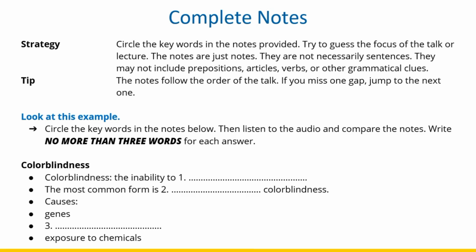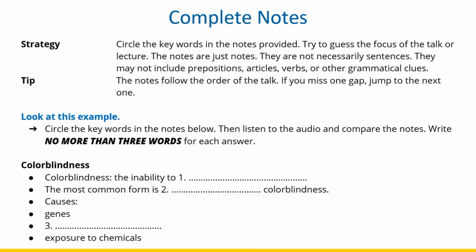Also remember that the notes follow the order of the talk, and if you miss one gap, you just need to jump to the next one and continue listening and completing the gaps. So here we have an example, and you are being asked to write no more than 3 words for each answer. Before you start listening, make sure you are reading the notes you have and you actually understand what the notes are about. So for example, here we have a topic about color blindness.